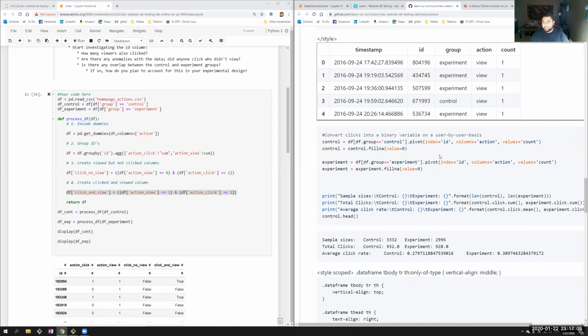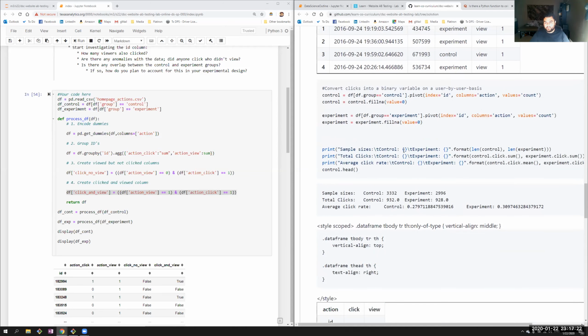Okay. Pivot. Index is equal to ID, columns is equal to action, values is equal to count. Interesting, that's how they did that. And then they filled NA with value 0. Okay. And then they do the same thing. So they still have 2.